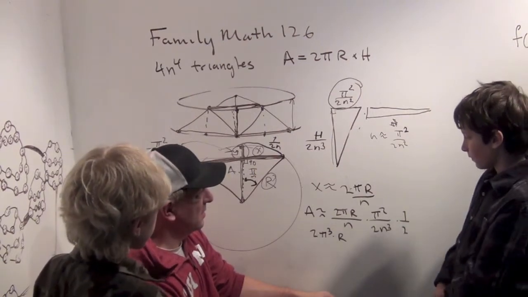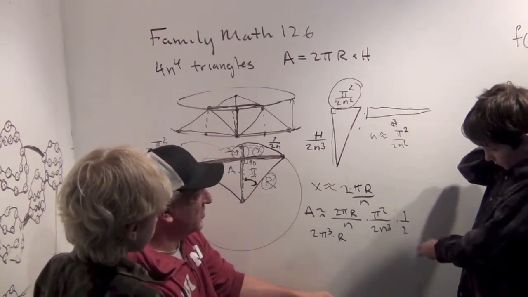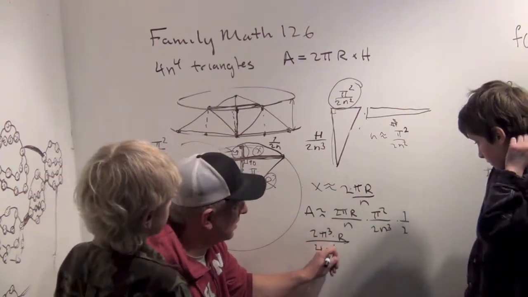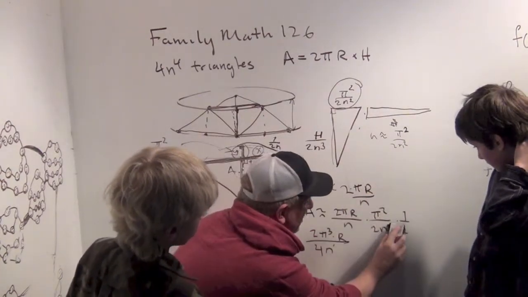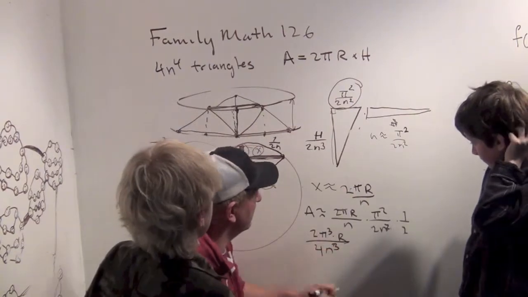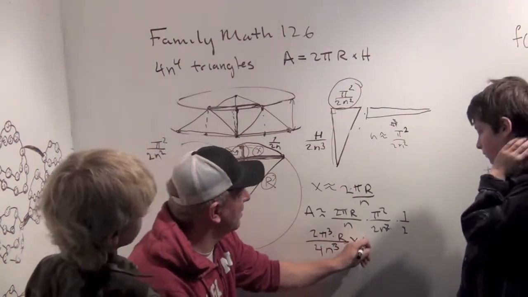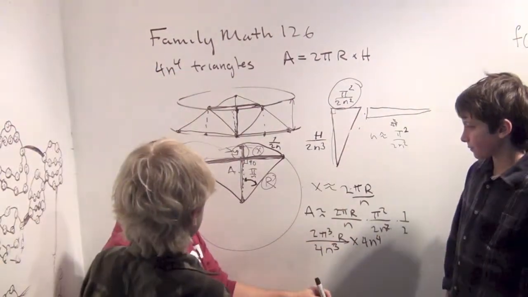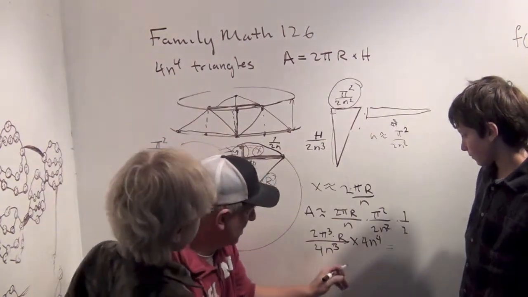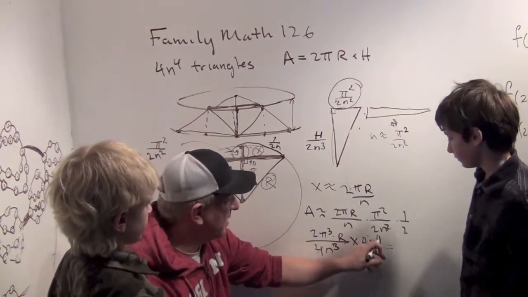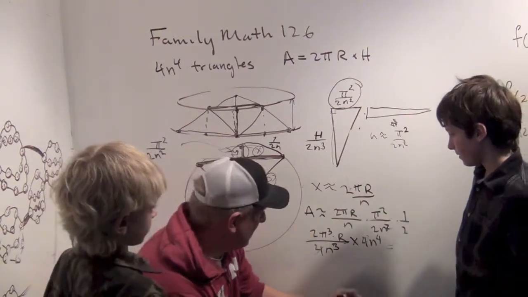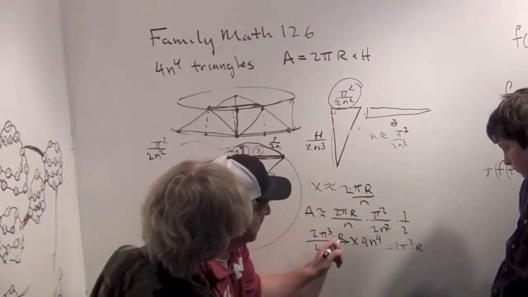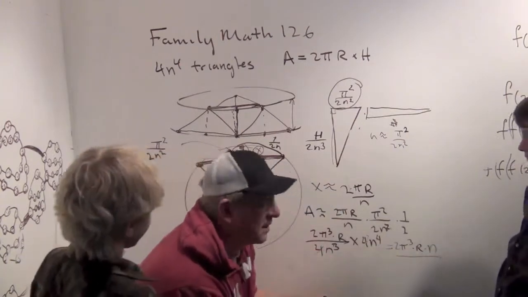So I get 2 pi cubed times r over 4n. Oh, sorry, this isn't cubed, it's squared. Over 4n cubed. Now I have to multiply by 4n to the 4th. I have n to the 4th over n cubed. The 4s cancel, and n to the 4th divided by n cubed is just n. So I get 2 pi cubed times the radius times n. And that's our area.